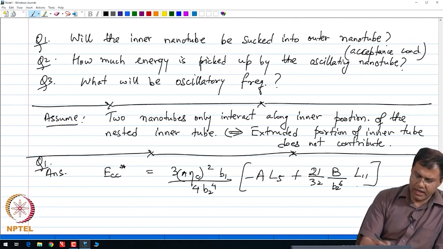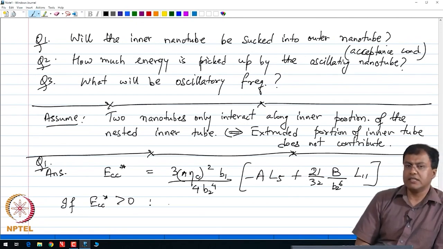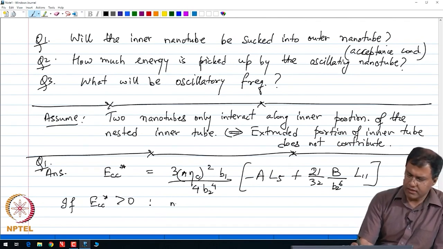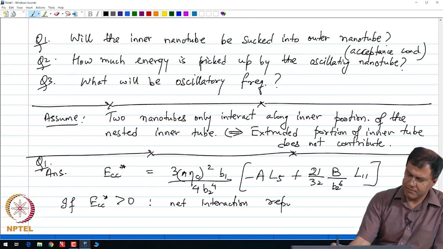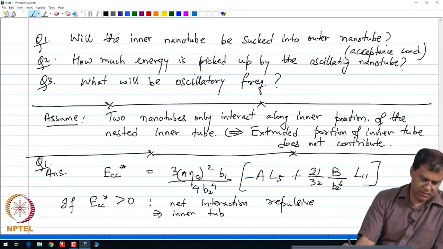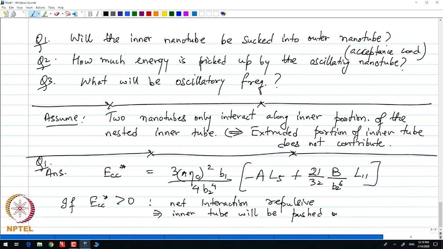We see that if ECC star is greater than 0, then the net interaction energy is repulsive and the inner nanotube will be pushed out of the outer nanotube. So, we would not have the oscillatory motion. Okay. So, the net interaction is repulsive and we see that the inner tube will be pushed out of the outer tube. Fine. So, that answers the acceptance criteria.